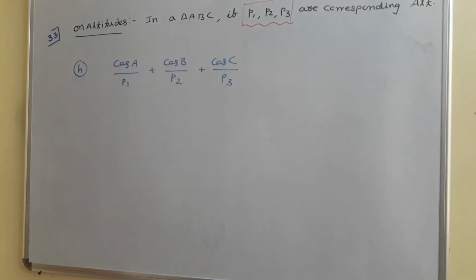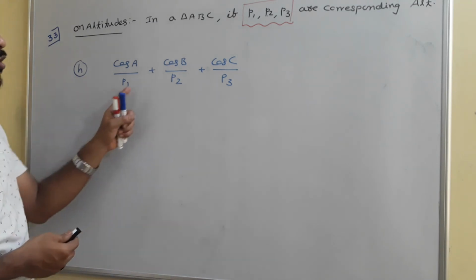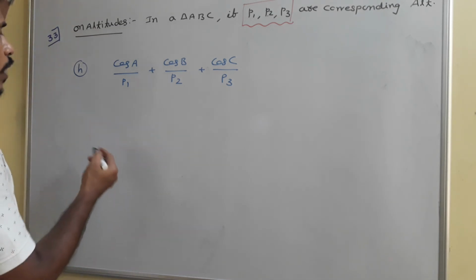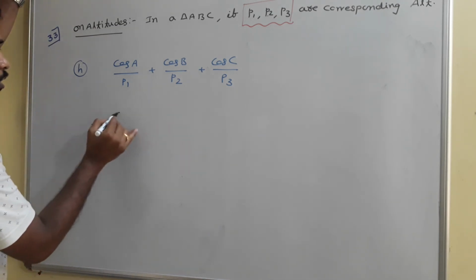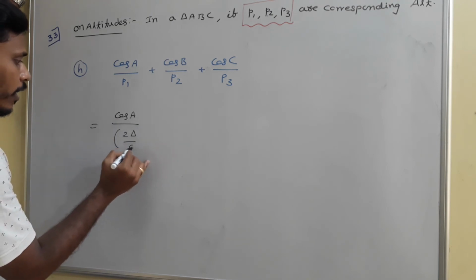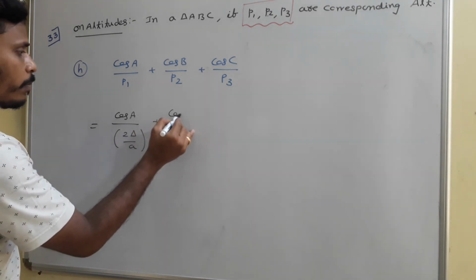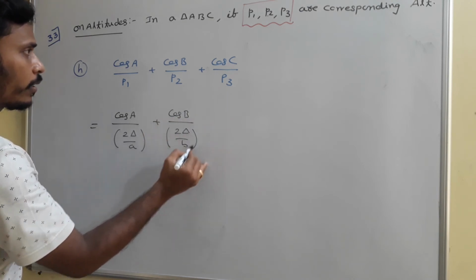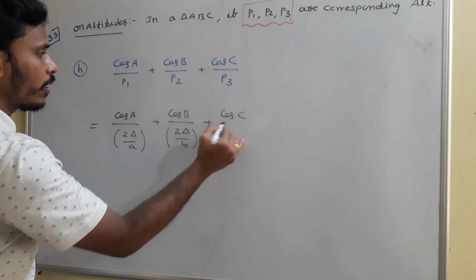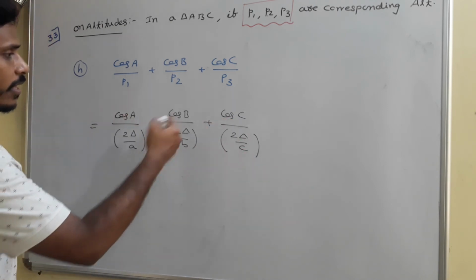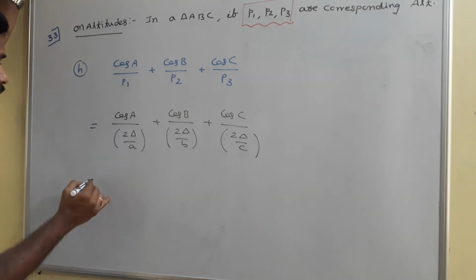Right, the next bit, cos A by P1 plus cos B by P2 plus cos C by P3. First of all, you just write this P1, P2, P3 as the basic things, 2 delta by A, 2 delta by B and 2 delta by C. So this is equal to cos A divided by 2 delta by A plus cos B divided by 2 delta by B plus cos C divided by 2 delta by C.